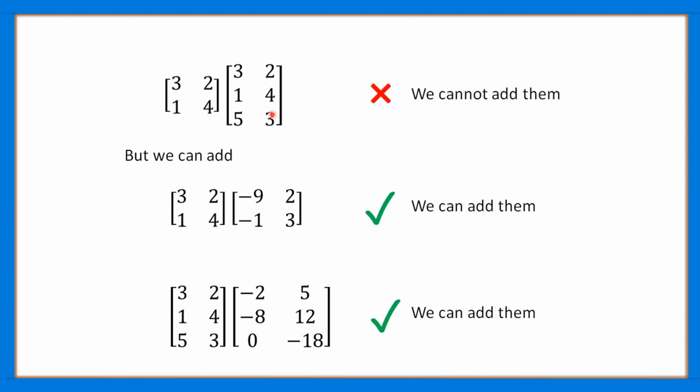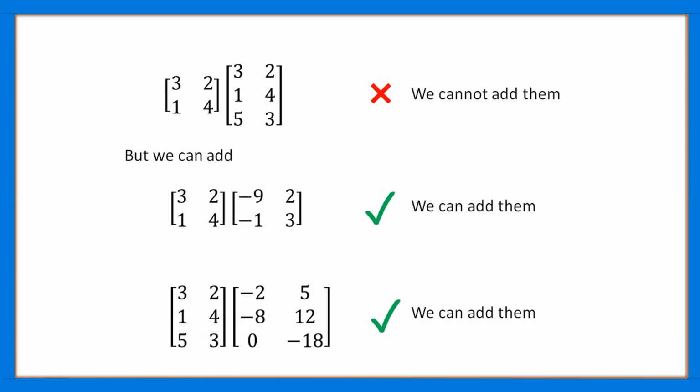Can we add 3, 2, 1, 4 with the matrix minus 9, 2, minus 1, 3? Yes, we can, since both the matrices are of order 2 cross 2. Similarly, can we add the matrices whose elements are given by 3, 2, 1, 4, 5, 3 and minus 2, 5, minus 8, 12, 0, minus 18 respectively? Yes, we can add these 2 matrices since they are of same order.